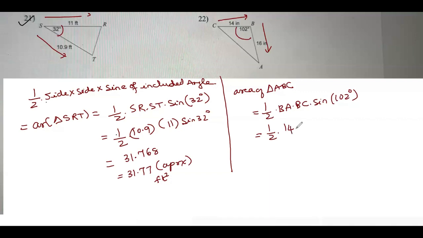Half times 14 inches, 16 inches, and sine of 102 degrees. So let us use the calculator. So we have 109.55 square inches. This is the area of the triangle ABC. Hope you can understand this. The thumb rule is whenever two sides and the included angle of the triangle are given to you, the area of the triangle can be found by half into side into side into sine of theta. Thank you.